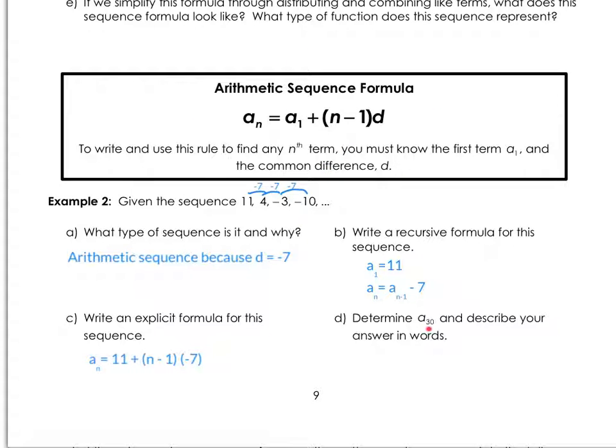Determine a sub 30 and describe your answer in words. I'm going to leave that for you to do, and we will talk about it more tomorrow.